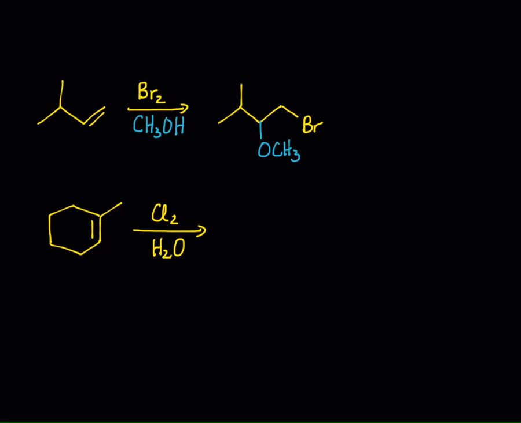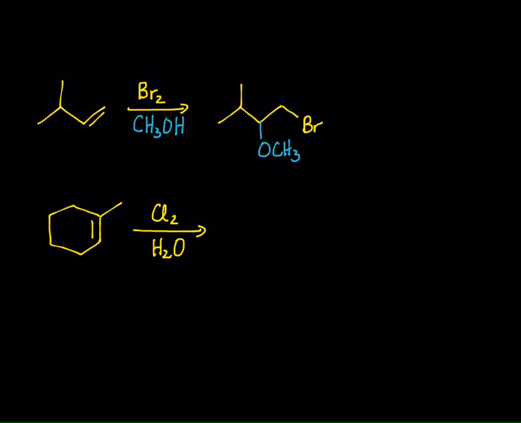Now if I take 1-methylcyclohexene and treat it with chlorine in the presence of water, I have stereochemistry to contend with. I also have regiochemistry to contend with. Stereochemically, the water is going to add anti to the chlorine, right, because of SN2 substitution. So I get anti addition. The OH and the Cl are on opposite sides of one another.